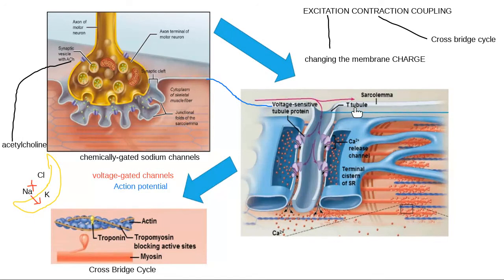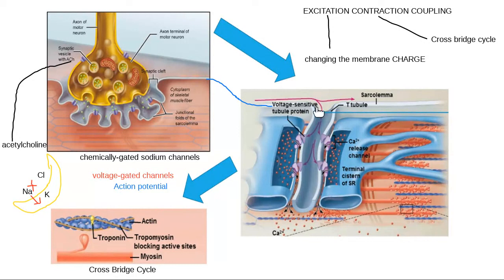But then remember these guys here, those things called the T-tubules? When we talk about T-tubules, these are places where the plasma membrane actually goes into my muscle cell. So we folded in my membrane. Lining my T-tubules, I still have those voltage-gated sodium channels, so I can keep changing my membrane charge. I can keep doing this action potential thing. But the other thing that we have inside these T-tubules is what you see right here. It says a voltage-sensitive tubule protein.